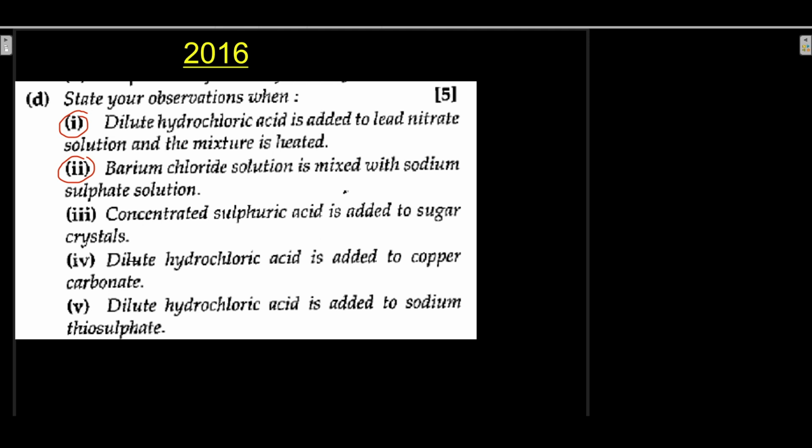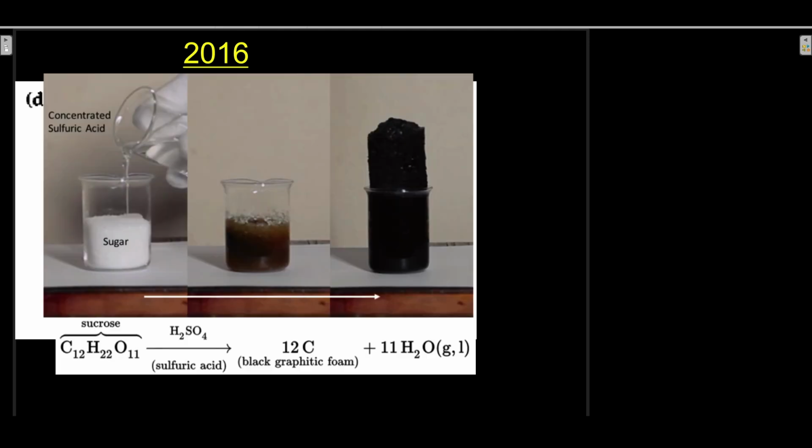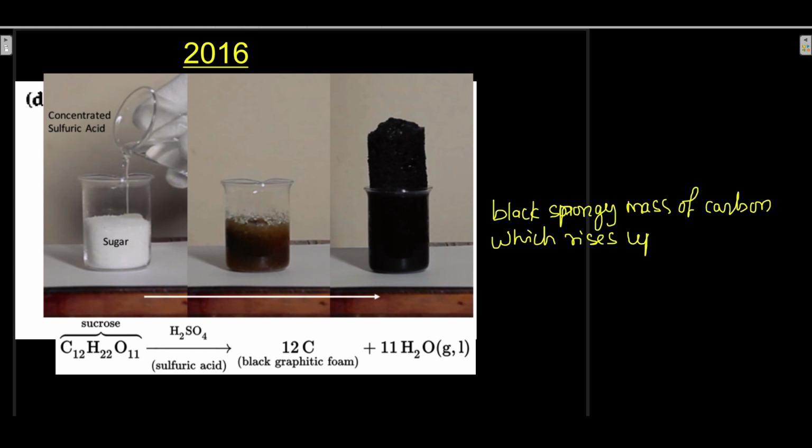Concentrated sulfuric acid added to sugar crystals. Concentrated sulfuric acid is acting as a dehydrating agent. Sugar crystals, it will absorb water in the form of hydrogen and oxygen elements. You will get black spongy mass of carbon which rises up. You can see in the image. So that will be the observation you have to write. Black spongy mass of carbon which rises up.